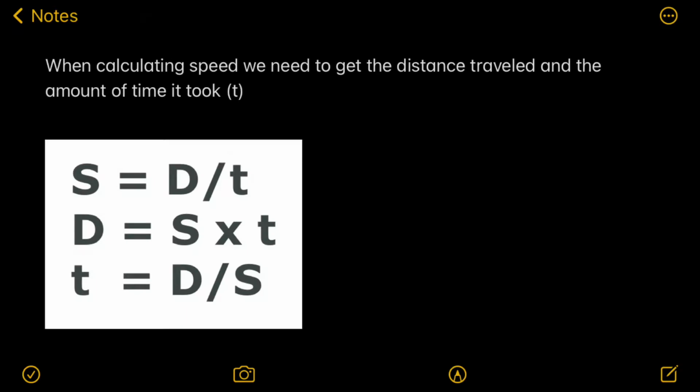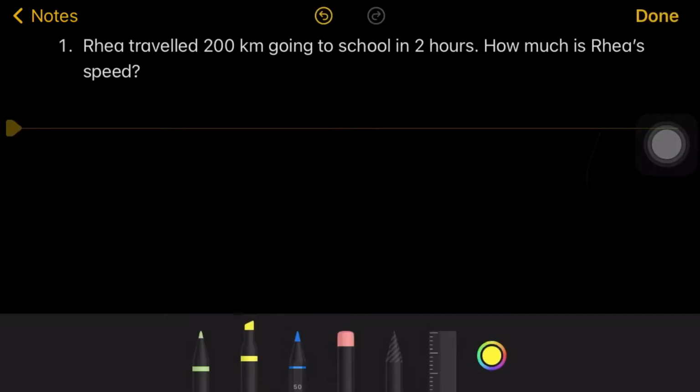When calculating speed, we need to get the distance traveled and the amount of time it took. So speed equals distance divided by time. Distance equals speed times time, and time equals distance divided by speed.